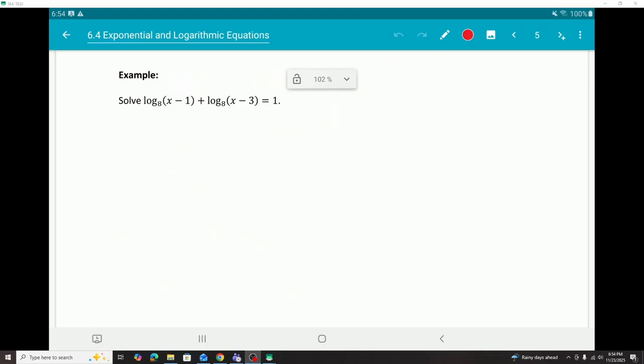Solve log base 8 of x minus 1 plus log base 8 of x minus 3 equals 1. So let's put everything together. First, I'm adding two logs together. I would like to do some sort of exponentiation here. I can't do that with two logs, but I can do that by combining these logs. So x minus 1 times x minus 3.